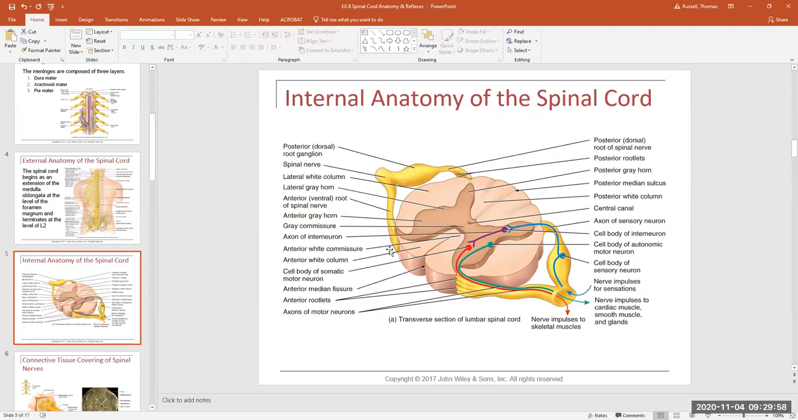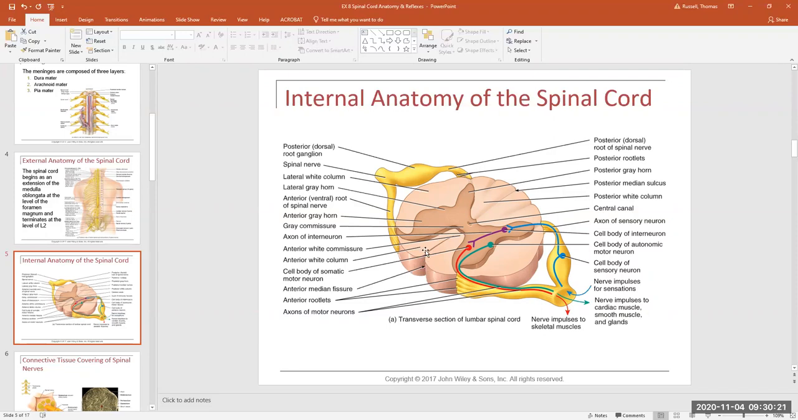This is the anterior side of the spinal cord here. This is the posterior side of the spinal cord back here. This is the posterior median sulcus, where it indents inward on the back side of the spinal cord. The larger indentation on the front side of the spinal cord is called the anterior median fissure.